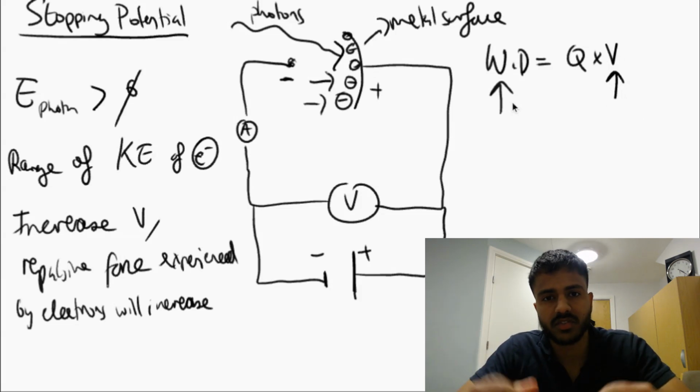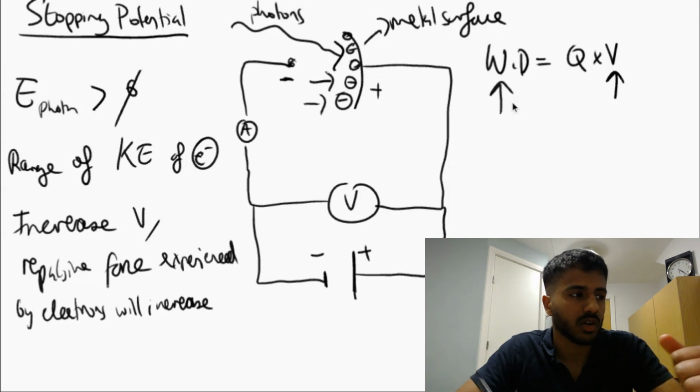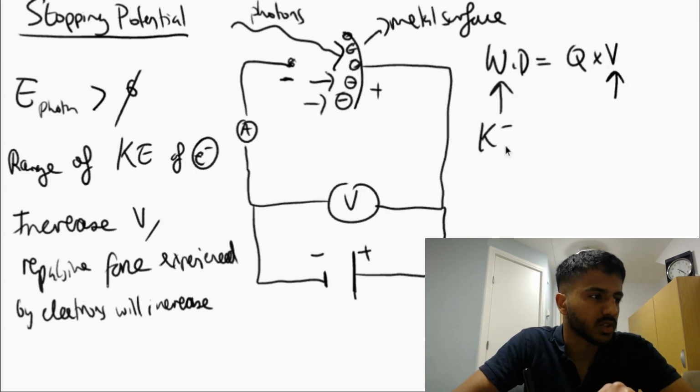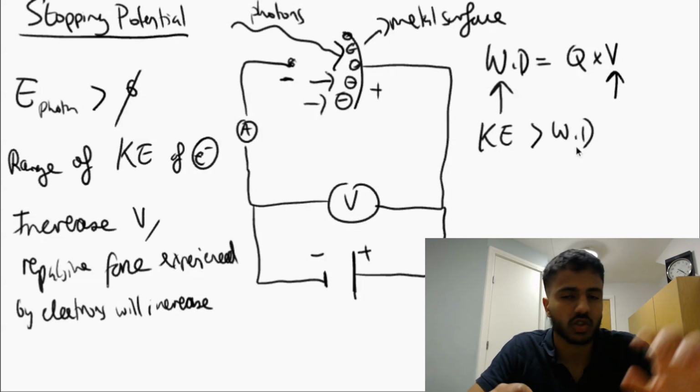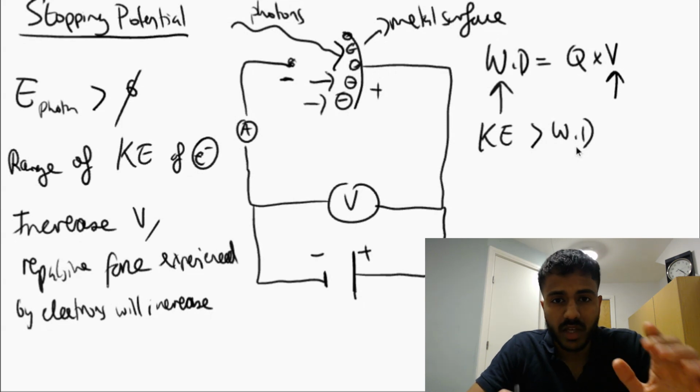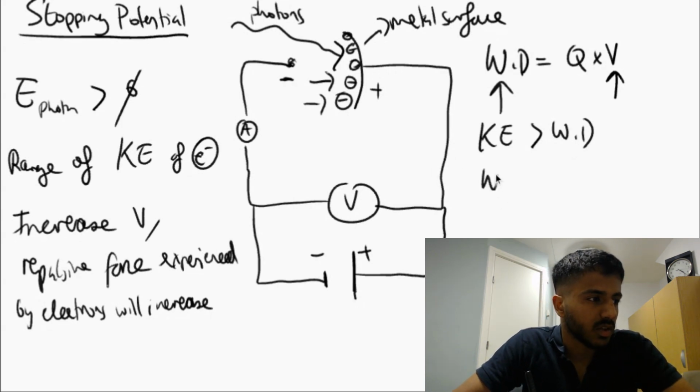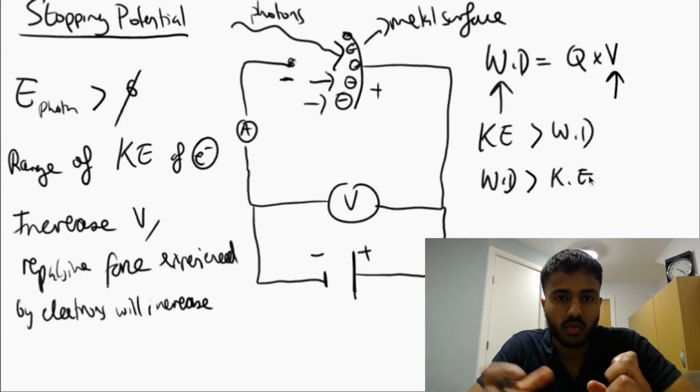And what determines if the electron will reach the other side or not is whether the kinetic energy of the electron is greater than the work done or not. If the kinetic energy is greater than the work done required, the electrons will reach the other side. However, if we keep increasing the voltage such that the work done is greater than the kinetic energy, then the electrons cannot reach the other side.